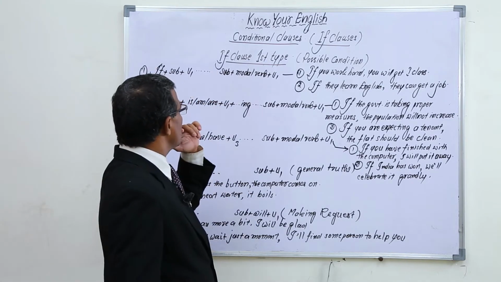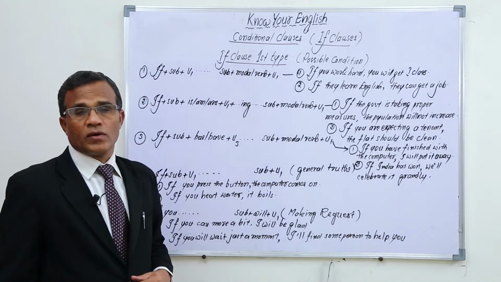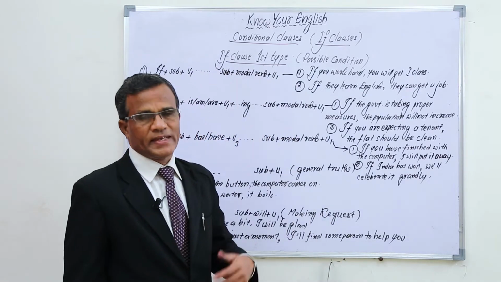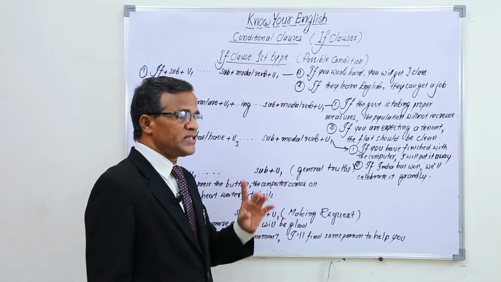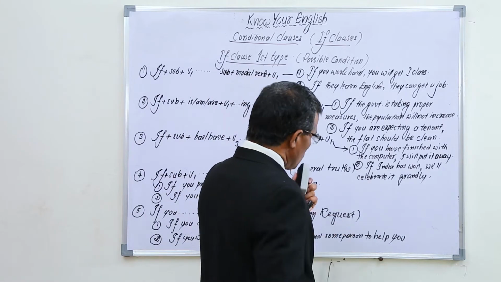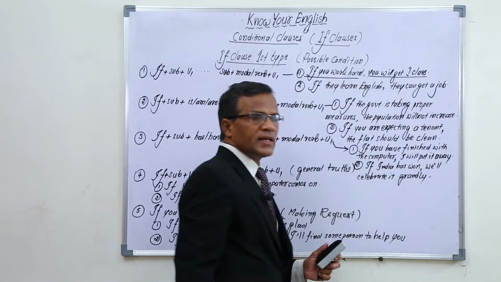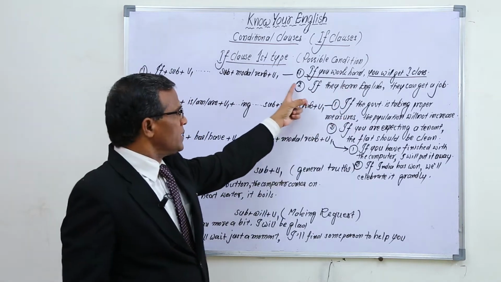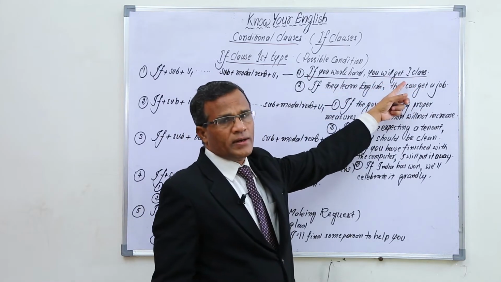So first, what is a clause? A clause is a part of a sentence which has only one subject and only one verb. For example, if you work hard, this is one clause. You will get first class, this is another clause. So two clauses make this sentence. In this sentence you can find two clauses. One is the if clause and the other is the normal clause.